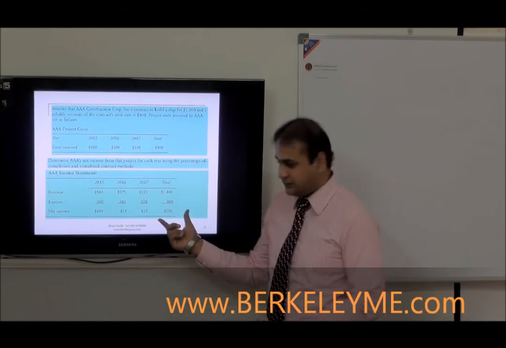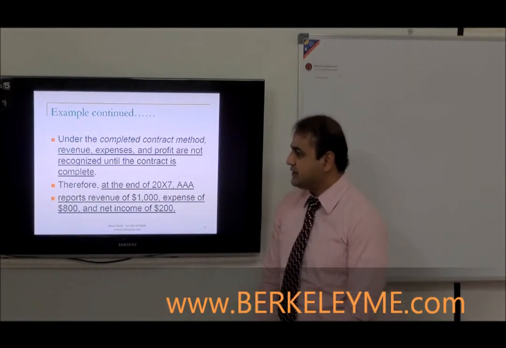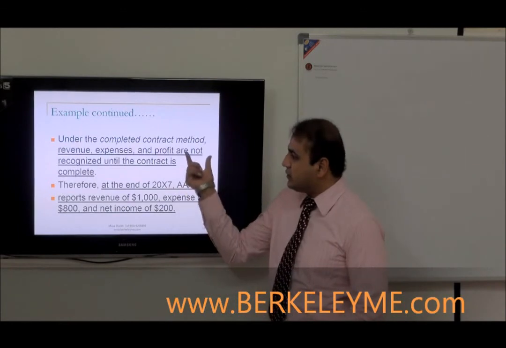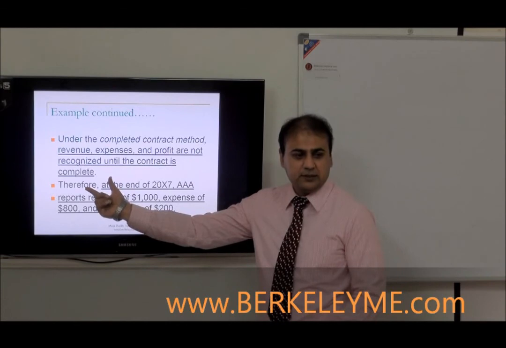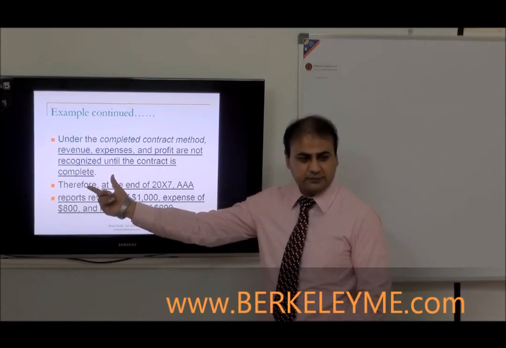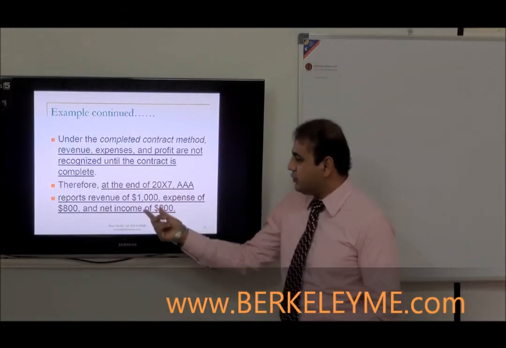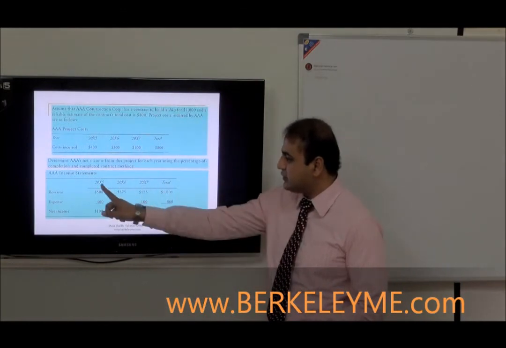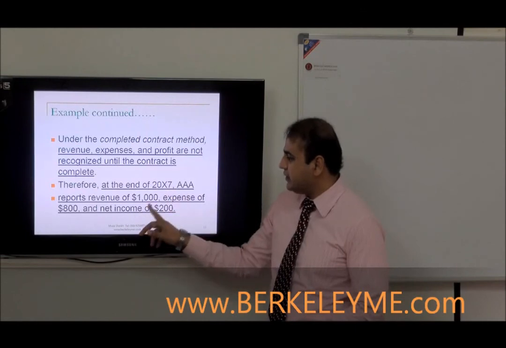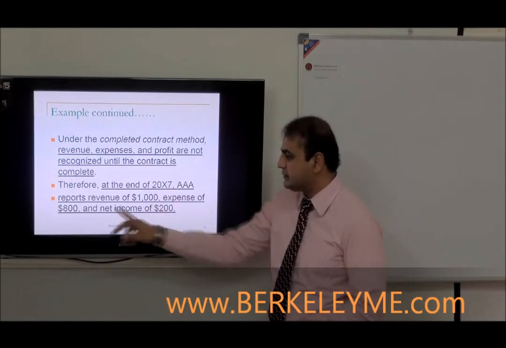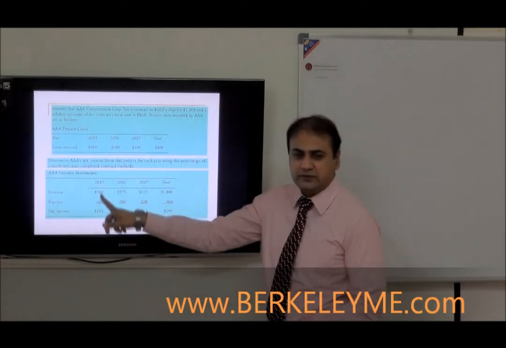So this is clear now? Under the completed contract method, revenue, expenses and profit are not recognized till the contract is complete. So do they make provisions for it? They have to make provisions, right? Therefore, in this question you have 2005, 6 and 7. At the end of 2007, the company reports this revenue and this cost and it will be a profit. They will not report anything in 2005 and 6.